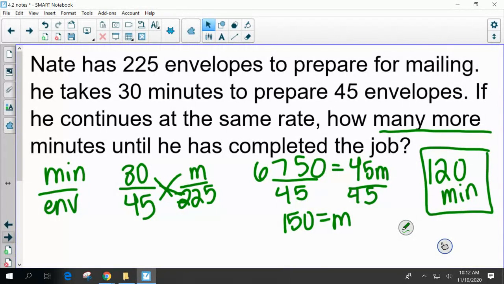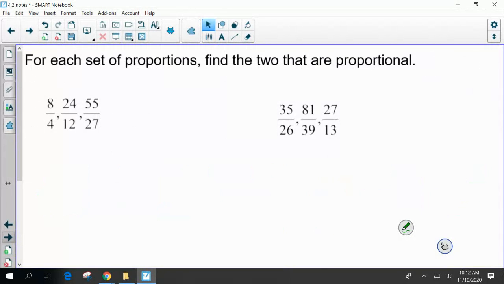Okay. All right, on the next one, we are deciding out of the three ratios, which 2 are proportional. So here's how I would do this. I would just go through and divide them and decide which ones are proportional. So like 8 divided by 4 is 2. 24 divided by 12 is 2. And then 55 divided by 27. Not 2. What is it? 2.03? Yes. Okay, so that tells me that these first 2 ratios are proportional and the third one is not.